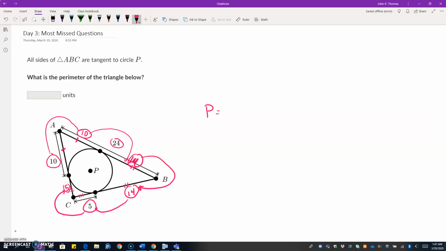So for a perimeter, I'm going to add up the sides. So I've got 2 of the 10s, so 10 plus 10. I've got 2 of the 14s, 14 plus 14. And I've got 2 of the 5s, so 5 plus 5. Alright, so that's going to be 20 plus 28 plus 10, which is going to be 58. So our perimeter in this problem is going to be 58 units, whatever those units would be.